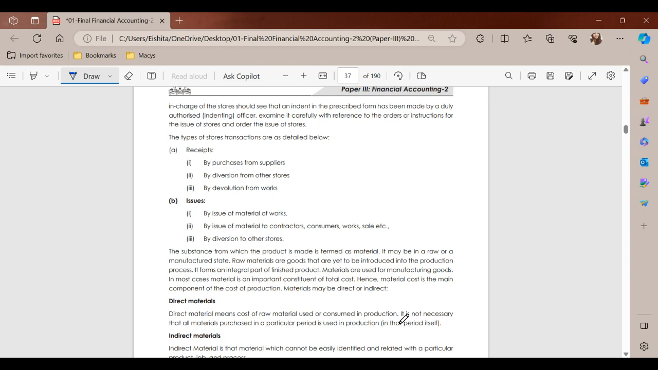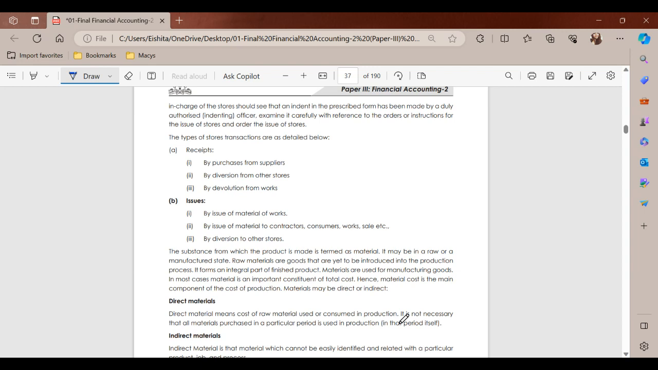The substance from which the product is made is termed as material. It may be raw material or a manufactured state. Raw materials are goods that are yet to be introduced into the production process. It forms an integral part of the finished product. So what you see as a finished product, as a motorcycle, I'm using the motorcycle as an example, is made up of various subcomponents. Each component is forming a part of the motorcycle.